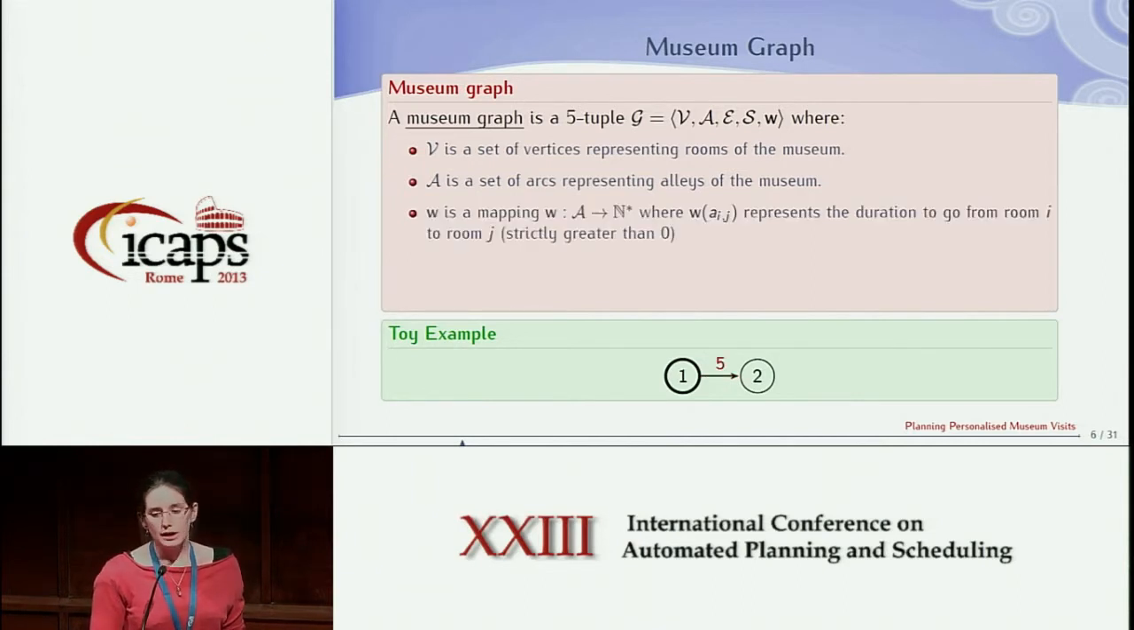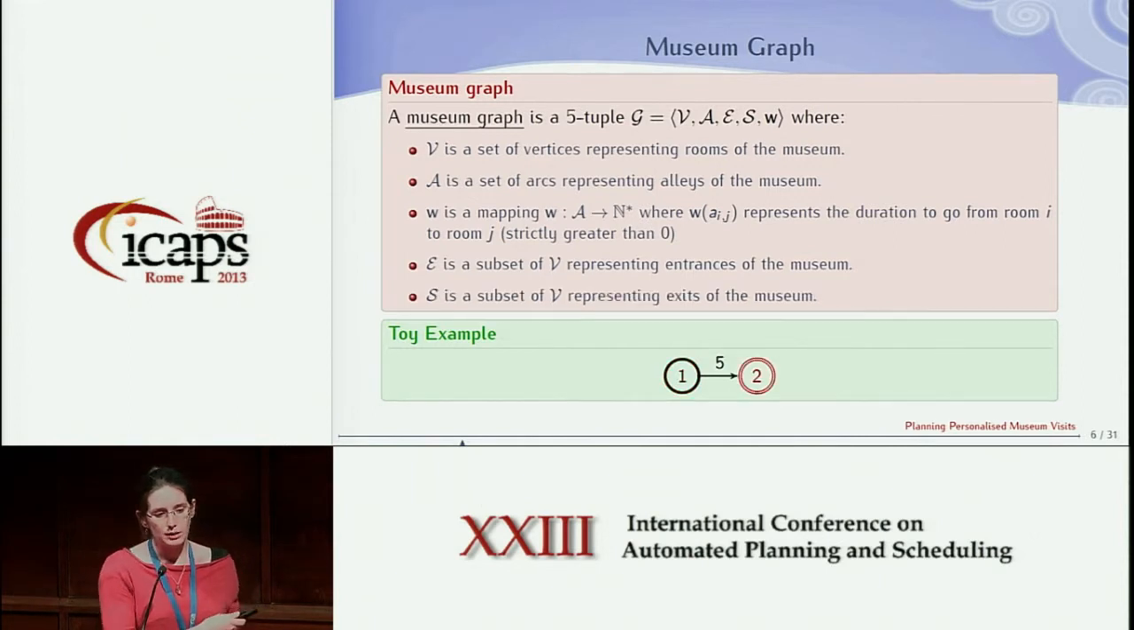Each of the alleys will be labeled by the time to go from one room to another. So in my example, to go from room 1 to room 2, you need 5 time units. Just note that the arcs are oriented because there might be some flow direction in the museum. We have a subset of entrances in the museum, so we have rooms that will be labeled as entrance and some rooms that will be labeled as exit of the museum.